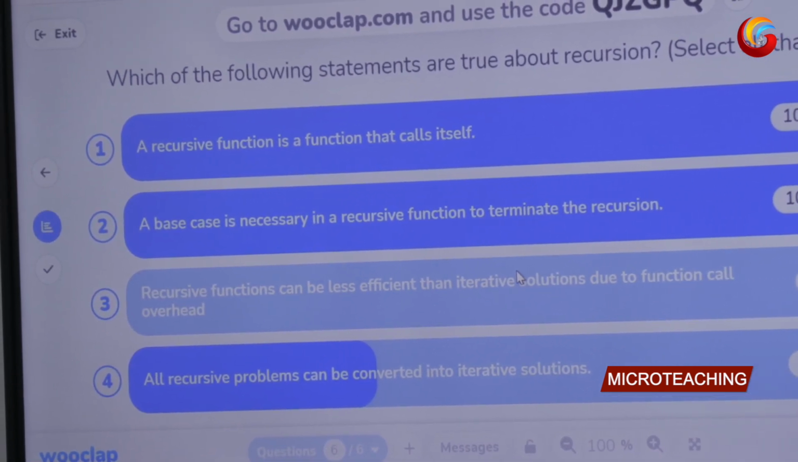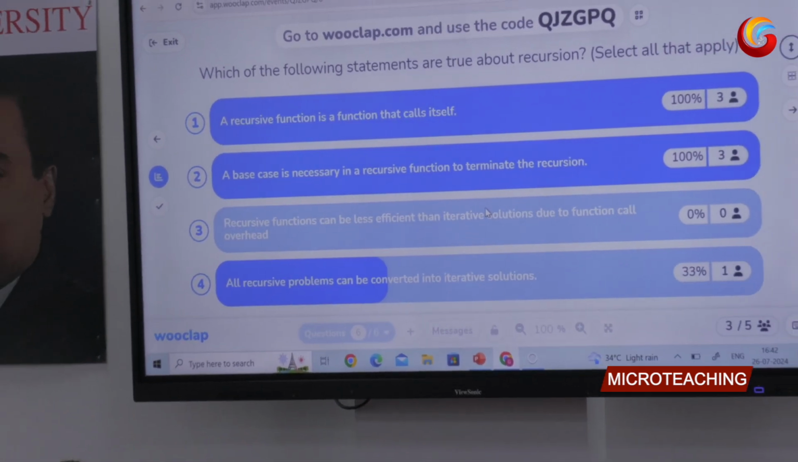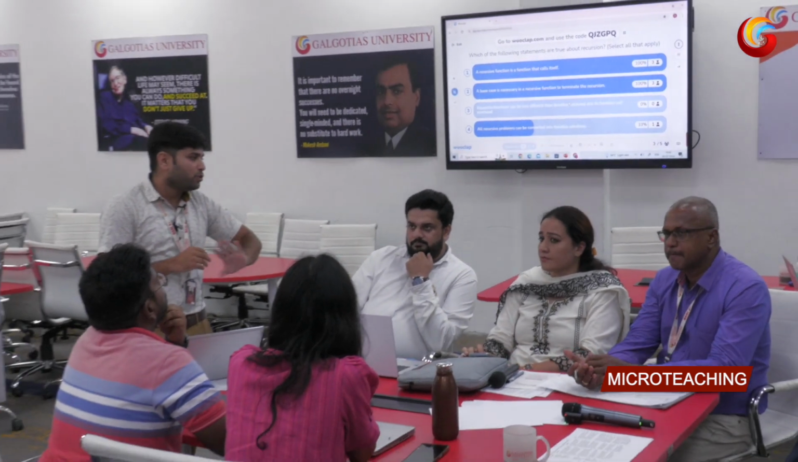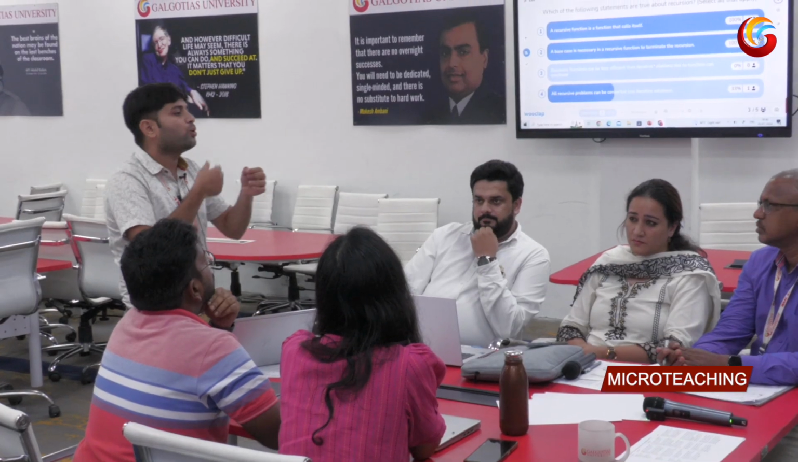We will just have a quick revision about it. A recursive function is when a function calls itself. You know about this. What about the second one? Yes, base condition means stopping condition. That should be required here. What about the third one? The recursive function can be less efficient than the iterative function due to the function call overhead, because we have to maintain the stack. When we are calling 4, then we have to maintain for 3, then 2, then 1. So more overhead will be there in case of recursion. And whatever you are doing with recursion, you can do with iteration, as you learned in the previous topics.